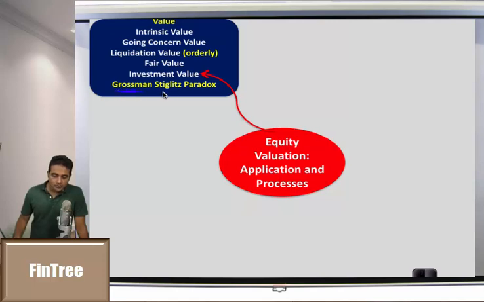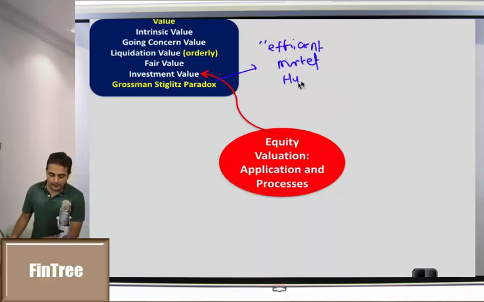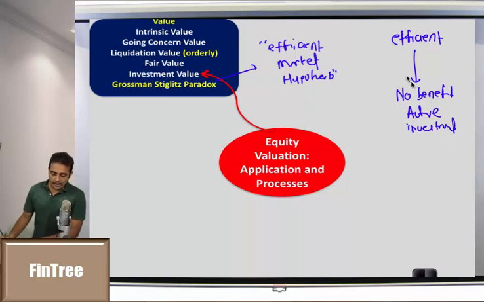Then we have the Grossman-Stiglitz paradox in the syllabus. So this paradox is actually coming from your level 1 efficient market hypothesis, if you remember that. So this paradox actually contradicts what the efficient market hypothesis says. So listen to this carefully. What these guys are saying is, let us assume that markets are efficient. And if the markets are efficient, then there is no benefit of active investment. Do you agree with this? And since there is no benefit of active investment, there would be no money spent on research. There would be no money spent on using the financial modeling or whatever. So there would not be analysts tracking these type of stocks.